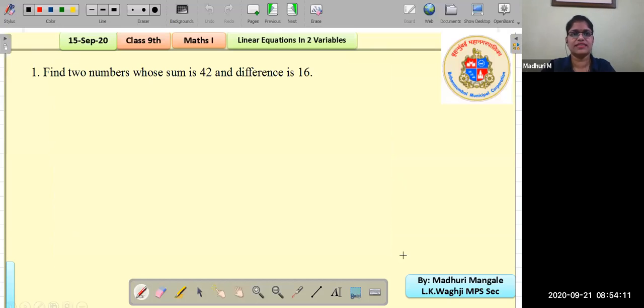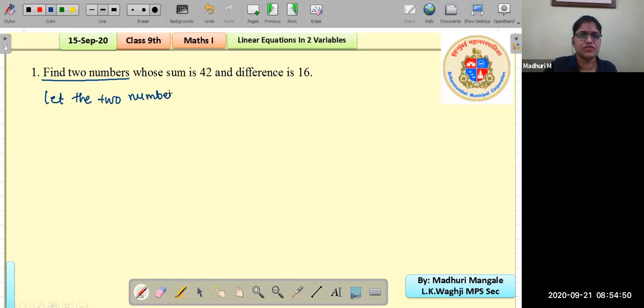There on the board, you can see our first question for today. That is, find two numbers whose sum is 42 and difference is 16. Now, when we look at such word problems, the approach should be to look at what is asked. We should always start with defining variables. We should always start with setting up variables. What is the question here? It says, find two numbers. We are asked to find two numbers. So we should start with, let the two numbers be x and y.